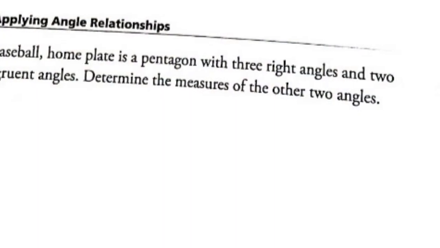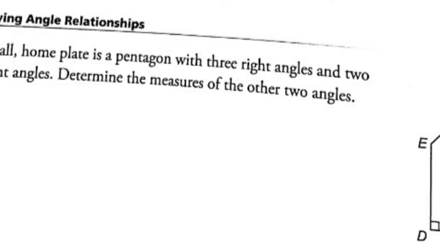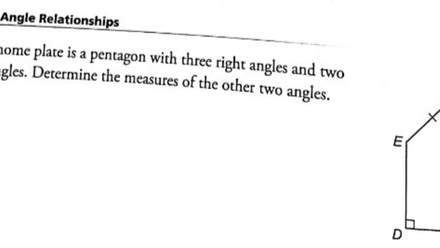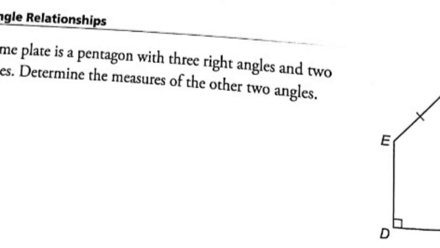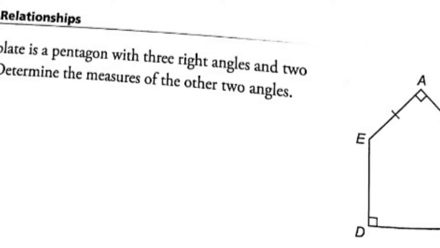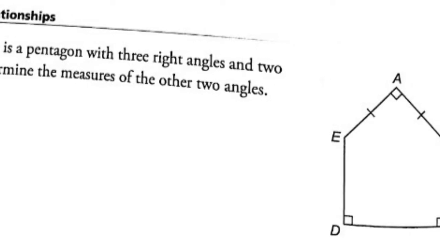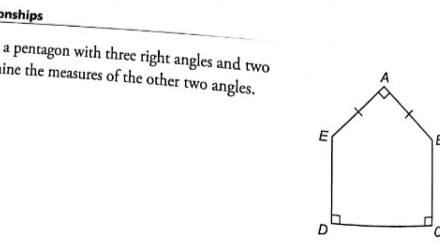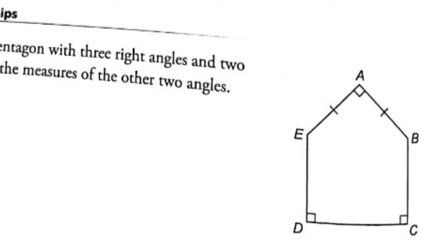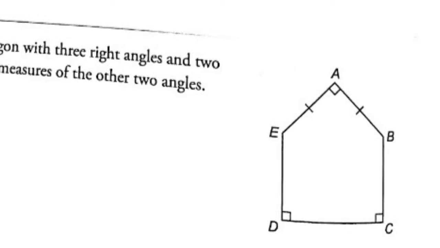We're going to look at this last question from the geometry booklet. It has a shape on the right-hand corner, and the shape looks like a house. What we want to do is figure out what all the different angles in that shape equal. So we need to use what we learned yesterday to help us with that. We are going to take that shape and split it into triangles because it's a shape that has more than four sides.